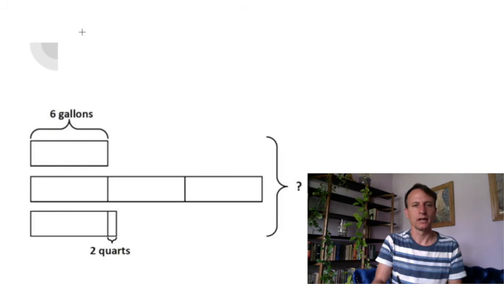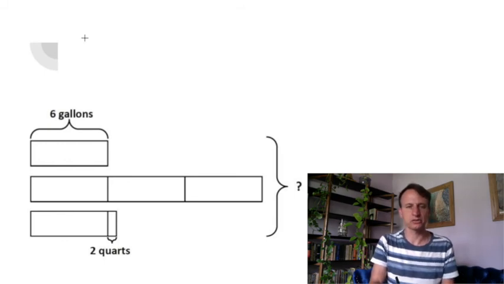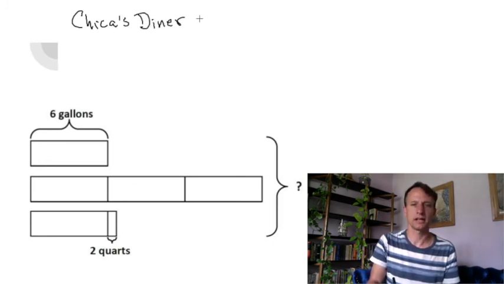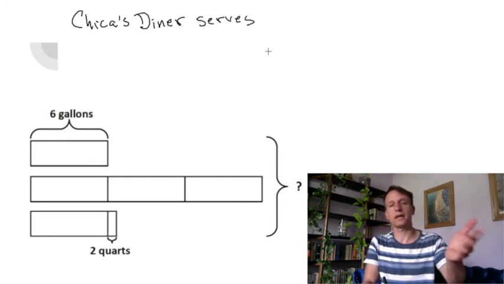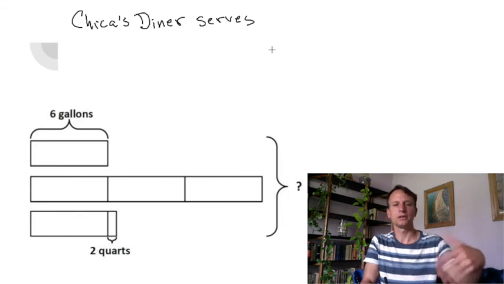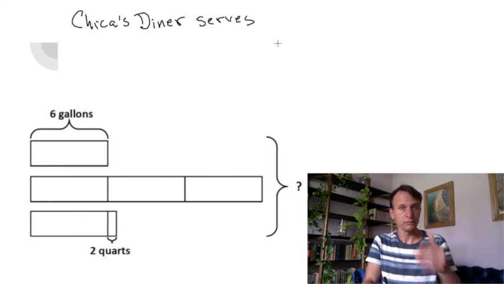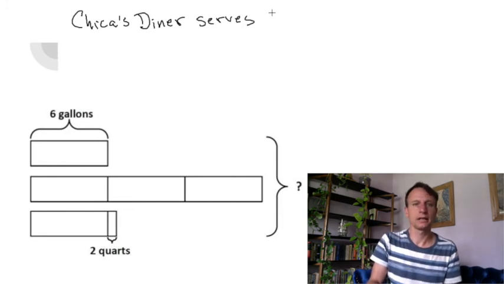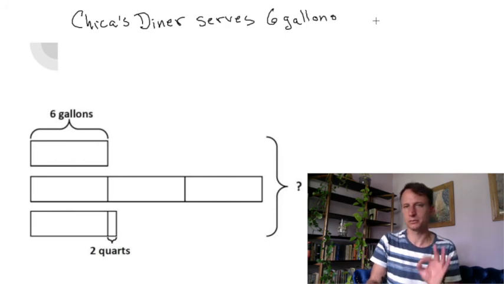All right, so we need a restaurant. Let's call it Chica's. Chica's Restaurant. Oh, Chica's Diner. You know why? Because it's a shorter word. Chica's Diner serves... Oh, and actually, let's do this. We can have 3 different beverages, right? And then we want to know how much they serve all together. Okay, so 6. We'll just have to be careful in the wording because that's a little more complicated.